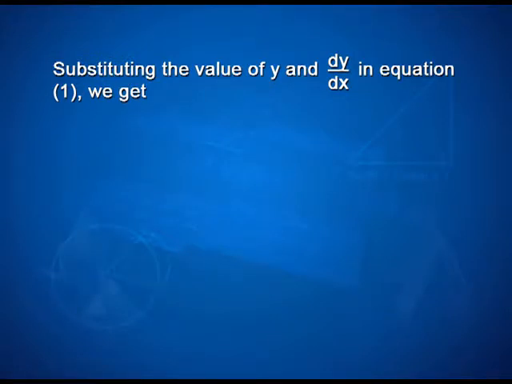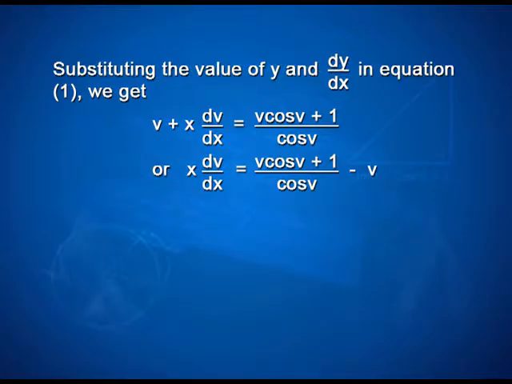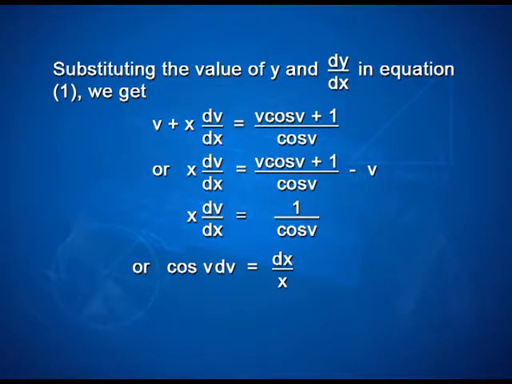On substituting the value of y and dy by dx in equation 1, we get v plus x into dv upon dx is equal to v cos v plus 1 upon cos v, or x into dv upon dx is equal to v cos v plus 1 upon cos v minus v. That gives x into dv upon dx is equal to 1 upon cos v, or cos v into dv is equal to dx upon x.